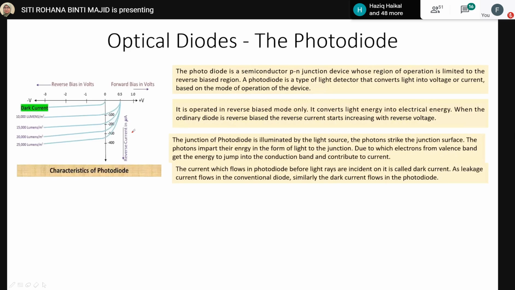Lastly, for the photodiode, this is the characteristic of a photodiode, in which you can see we record the IV curve in the reverse bias region. That means under the dark current.